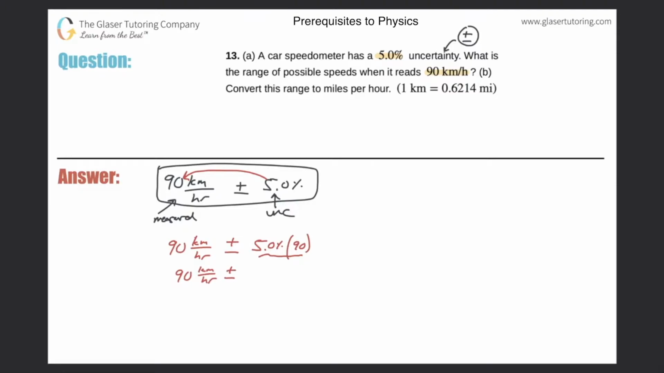So plus or minus 0.05. Remember, when you multiply by a percent, you have to convert it to a decimal. Just move the decimal point 2 places to the left. Then take that percent in decimal form, 0.05, multiplied by 90, and that should come out to a value of 4.5. So here's now the new uncertainty with units of kilometers per hour. Before, it was just a percent value.